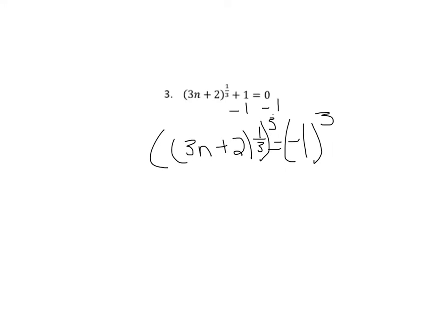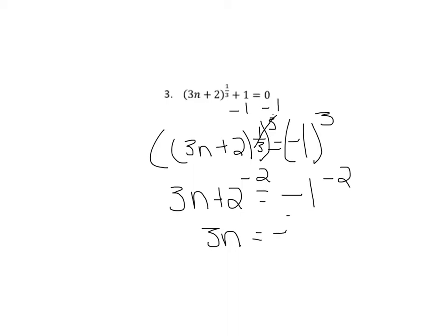So our 1/3 and our cube cancel, or divide to 1, and we're left with just that 3n + 2. Now, -1 to the 3rd, remember, is actually -1, because when you have a negative cubed, it's actually a negative. So to continue solving for n, we're going to subtract 2 over. So we get 3n equals -2 minus 1, which is -3. Divide both sides by 3, n equals -1.